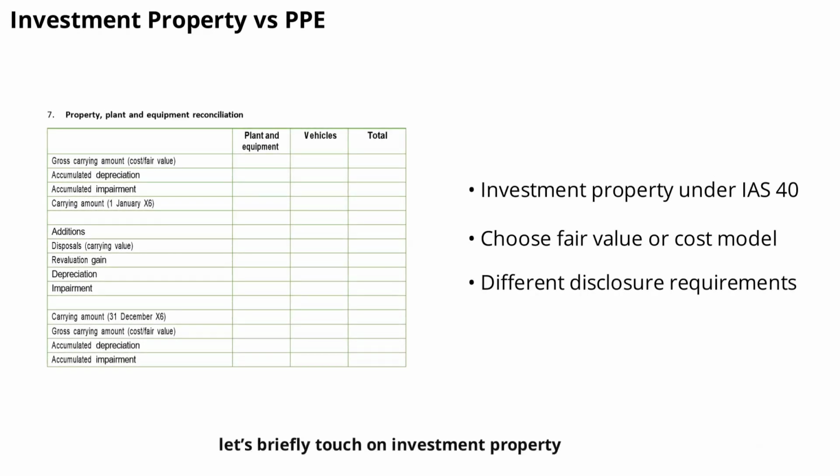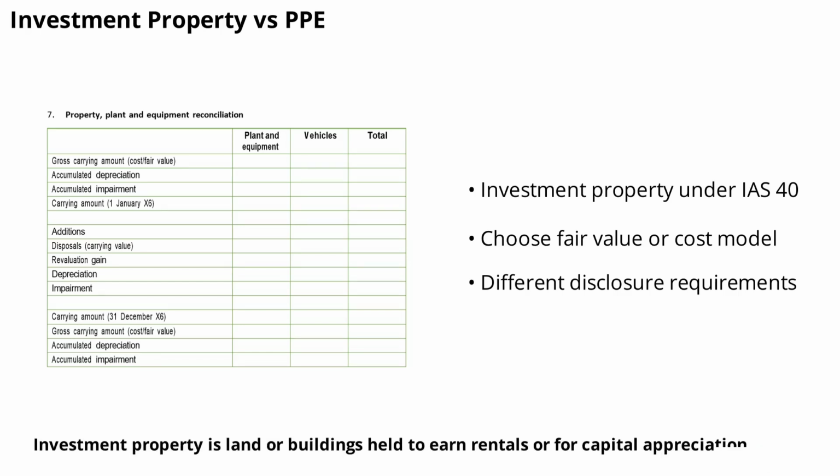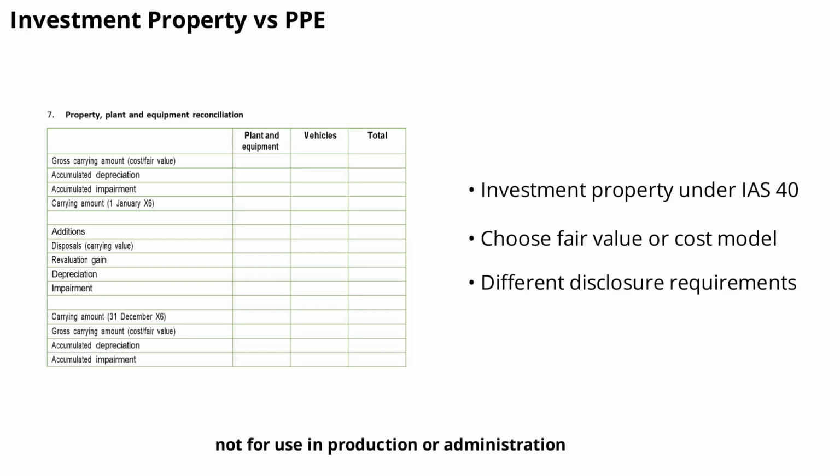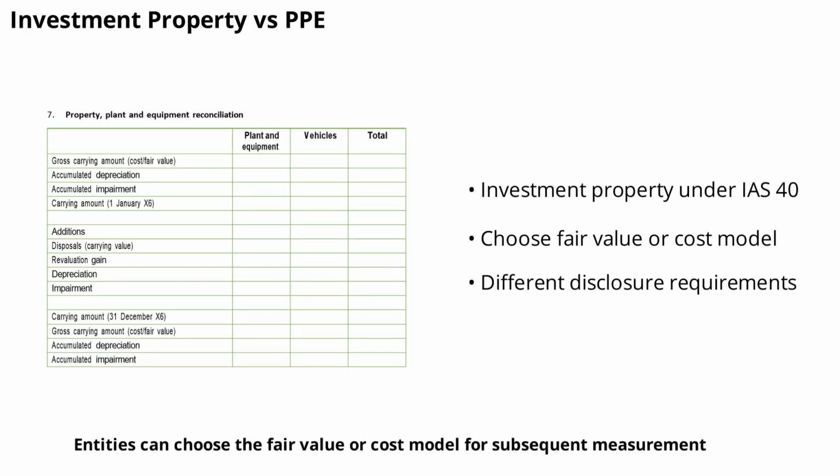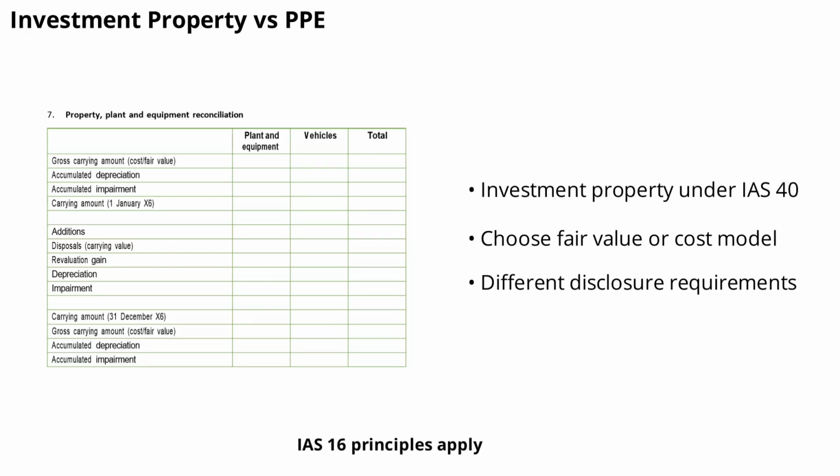Finally, let's briefly touch on investment property, which is covered under IAS 40. Investment property is land or buildings held to earn rentals or for capital appreciation, not for use in production or administration. Entities can choose the fair value or cost model for subsequent measurement. If the cost model is chosen, IAS 16 principles apply.